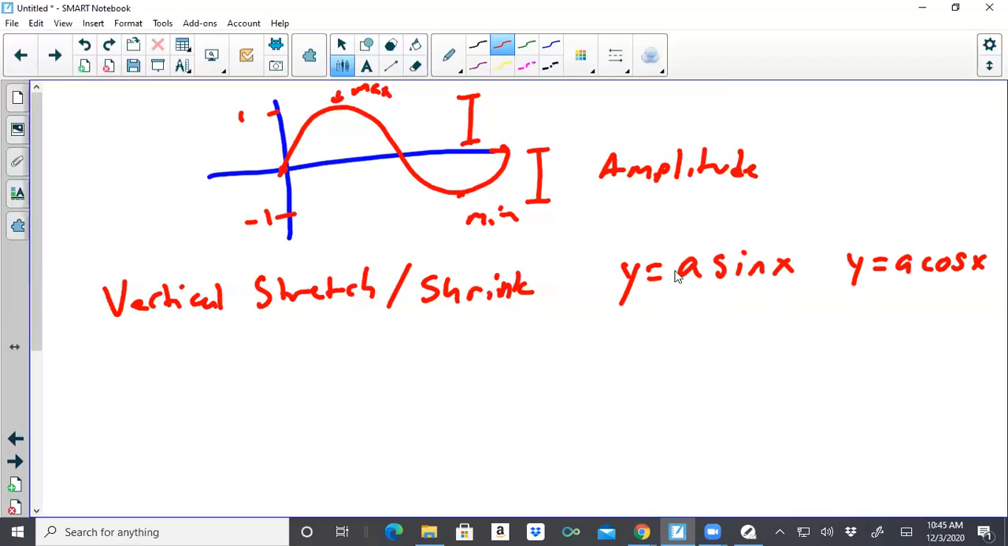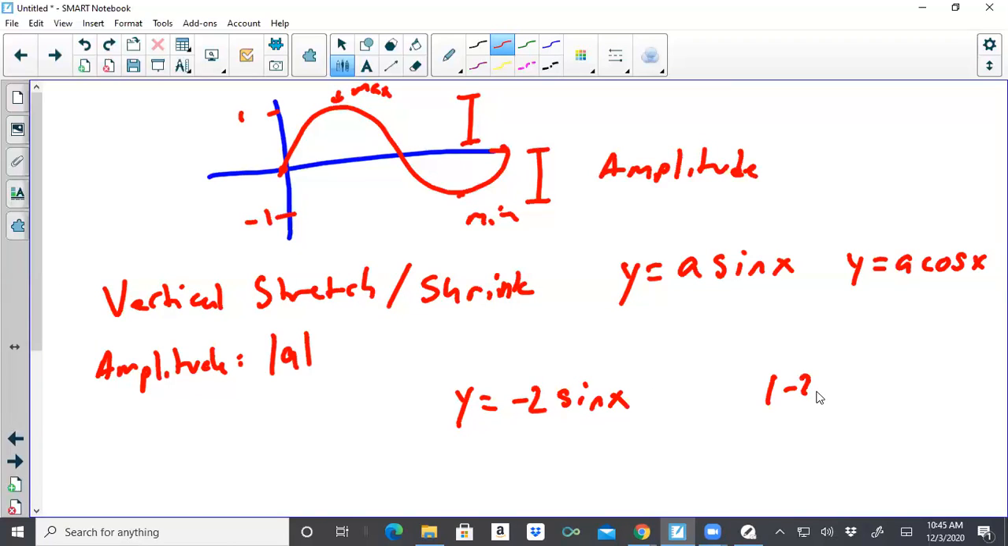And we can figure out what the vertical stretch or the vertical shrink is by taking the absolute value of a. This is the amplitude. So basically what's happening here is if I give you something that looks like this, where it's y equals -2 times the sine of x, obviously we take the absolute value of -2, which is +2, and this tells you that it is going to stretch both up and down by a factor of 2. So this is going to stretch by a factor of 2.